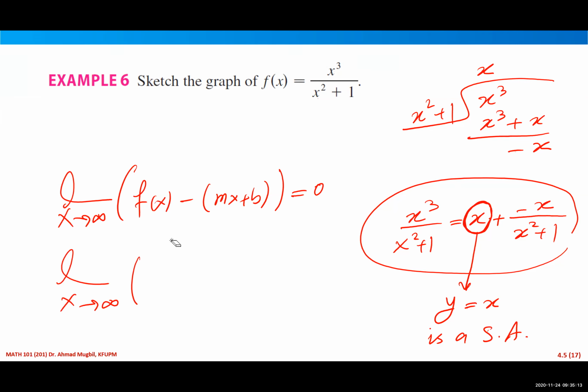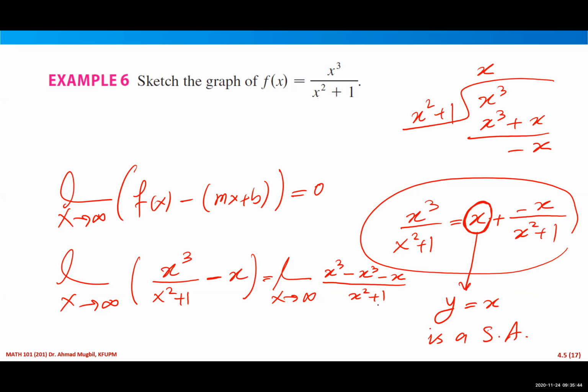What we will do is just take the limit. Let's take it when x goes to infinity. So what is my function? My function is x cubed over x squared plus 1 minus, what is my slant asymptote? x. So now what will this limit be, ya shabab, if you simplify? It will be the limit as x goes to infinity of x cubed minus x cubed minus x, am I right, over x squared plus 1. I just wrote it as a single fraction. This will be cancelled. And what do we have here? We have negative x over x squared plus 1.